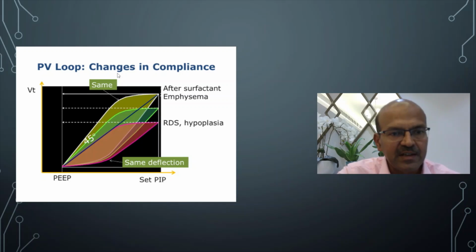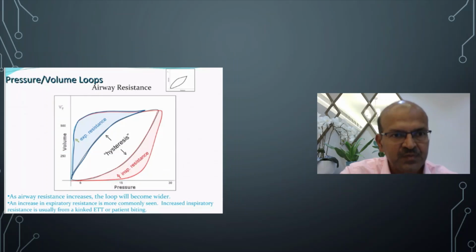So we have different patterns. You have RDS or lung hypoplasia where it's very steep, and then you have the normal lung and over distension as well. So you can have changes in compliance reflected on the pressure volume loop, and this can guide you on the need for surfactant and the response to surfactant treatment as well.